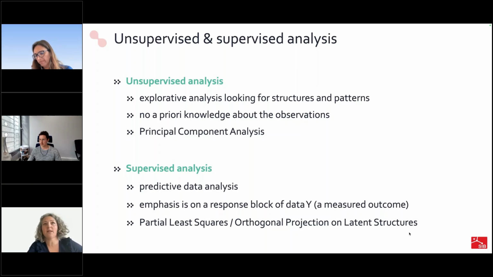In the supervised analysis, it's a predictive data analysis. You know a response, which can be, for example, groups or a biological outcome, and you want to put emphasis on this response and see how the data could be related to this response and could help to predict this response.